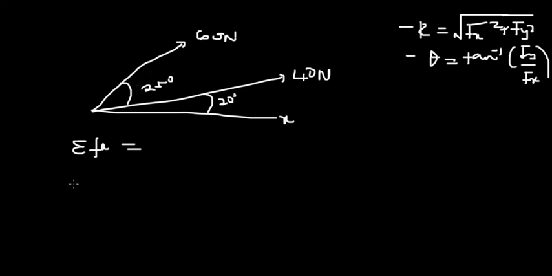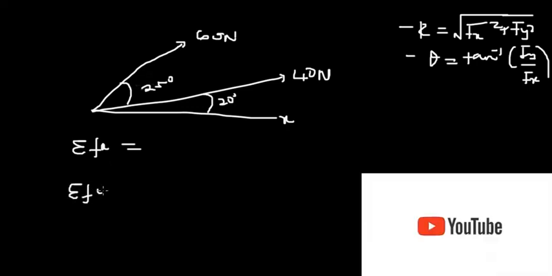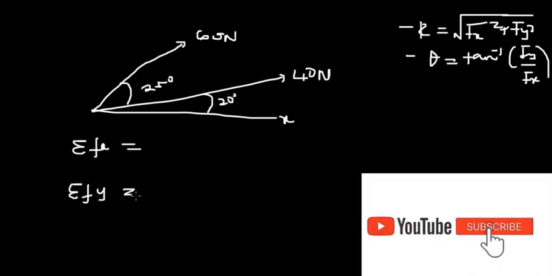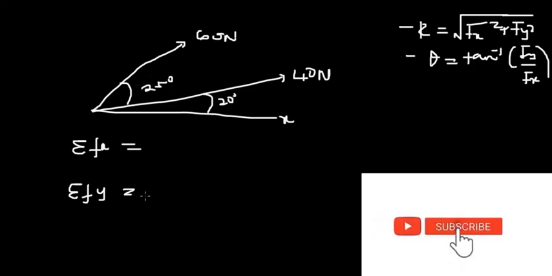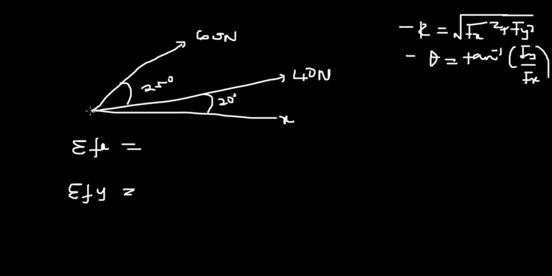Now, once you are resolving the force along the y-axis, the same approach is used. The angle must lie in between the y-axis and the force to give you cosine. But when the angle doesn't lie in between the y-axis and the force, you use sine. Okay, so let's take the first example.